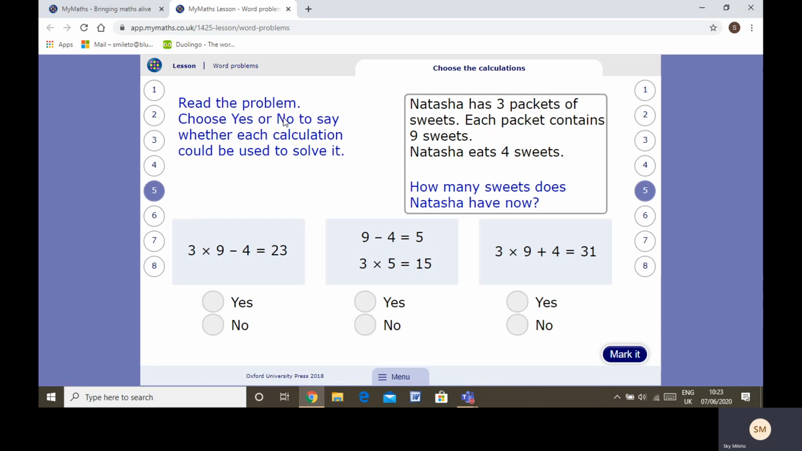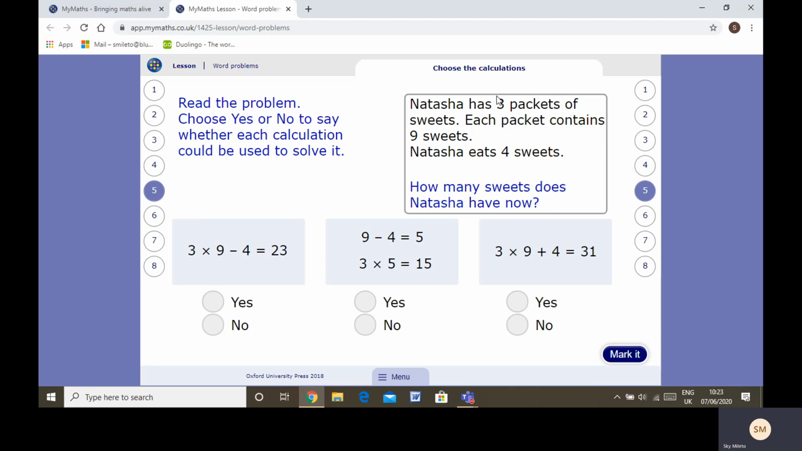Read the problem. Choose yes or no to say whether the calculation could be used to solve it. Okay, you can pause the screen, try it yourself. I'll read the question for you. Natasha has 3 packets of sweets. Each packet contains 9 sweets. Natasha eats 4 sweets. How many sweets does Natasha have now?